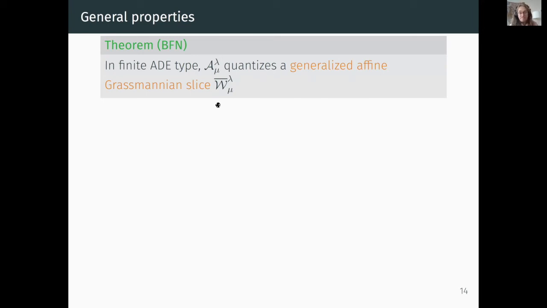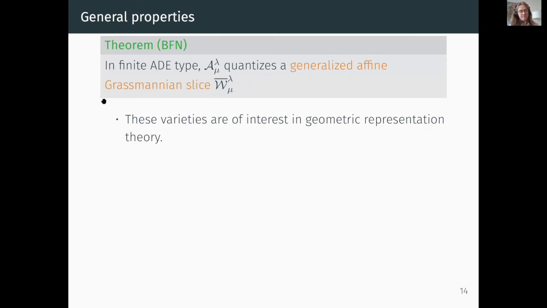In general, these varieties, I have no time to get into this, but they're very interesting, I'll claim, from a geometric representation theory point of view. And just to toss one sentence at you, they're dual in some sense to Nakajima quiver varieties, which are also interesting in geometric representation theory. Whatever properties of Nakajima quiver varieties you're interested in, there may be some kind of dual statement for these generalized affine Grassmannian slices. So this theorem is one of the main motivations for looking at quiver gauge theories.